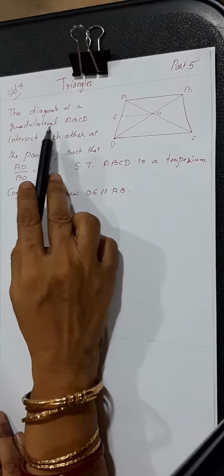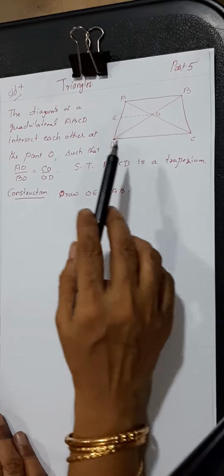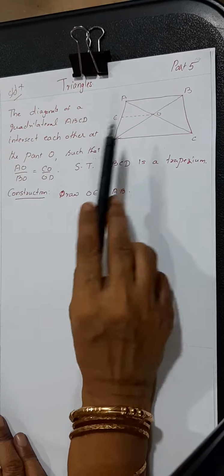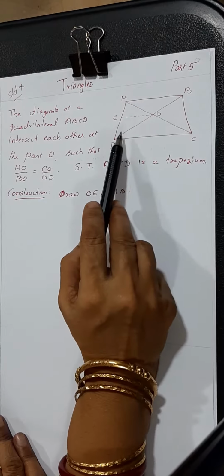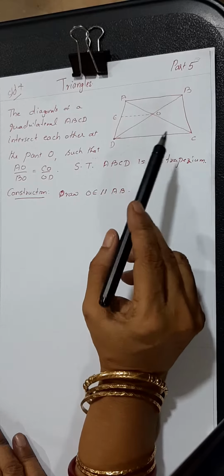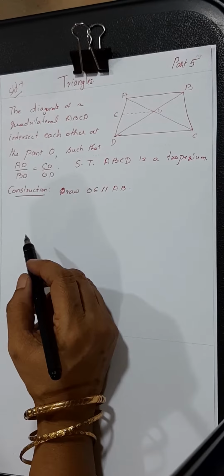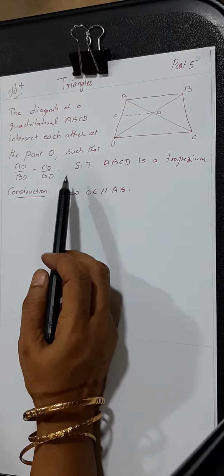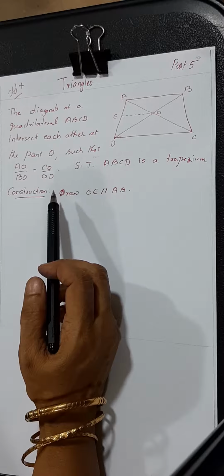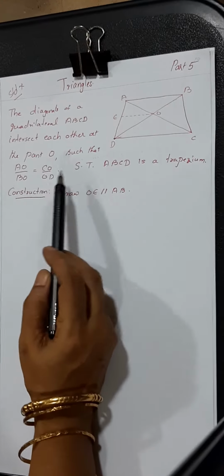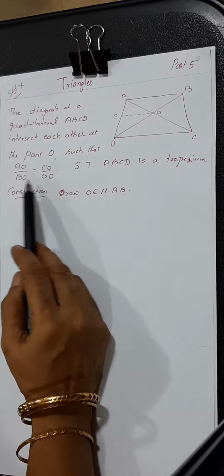Now here the diagonals of a quadrilateral ABCD intersect each other at the point O such that AO by BO is equal to CO by OD. You have to show ABCD is a trapezium. We have earlier done this in part 2, I think, where it was given ABCD is a trapezium and you had to prove this. Here it is a converse: the ratio is given, and now you have to prove ABCD is a trapezium.